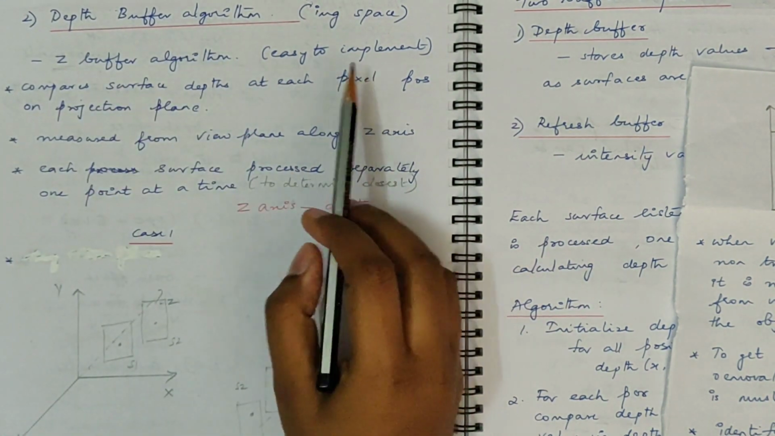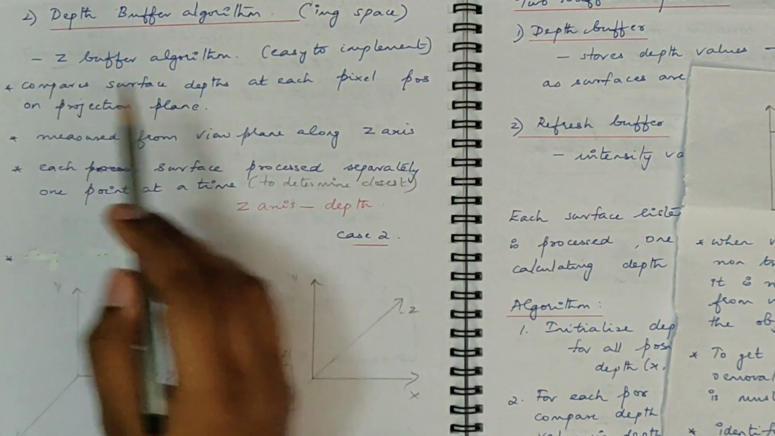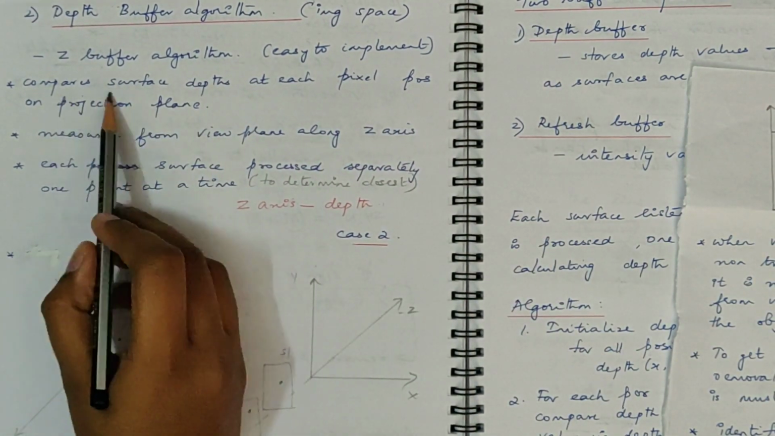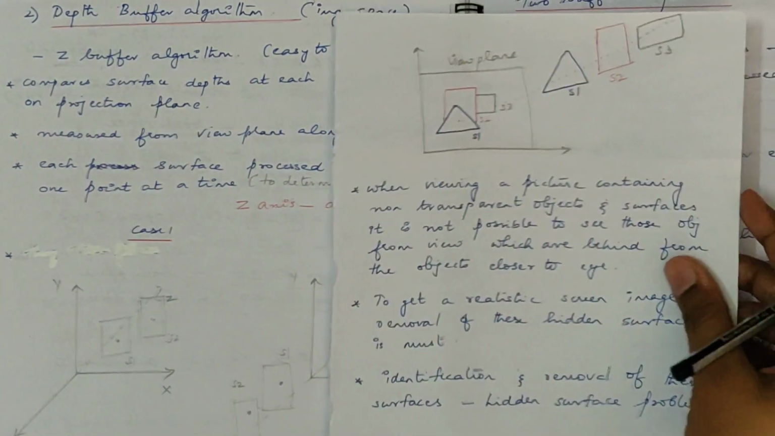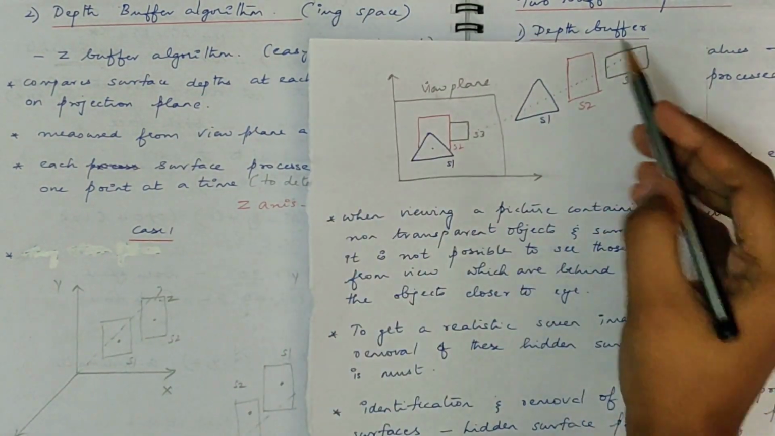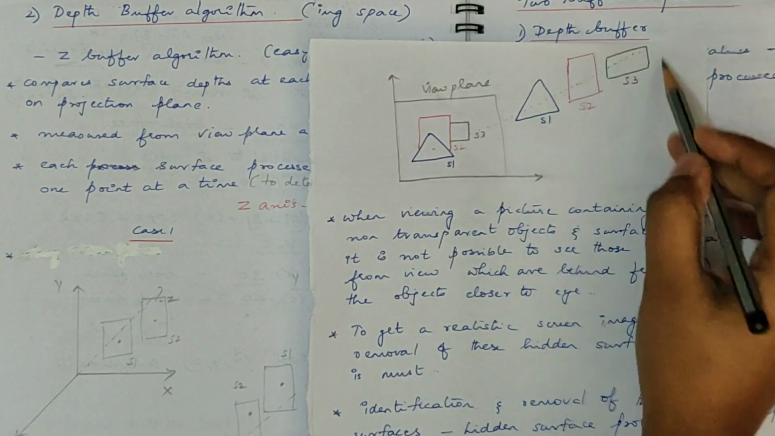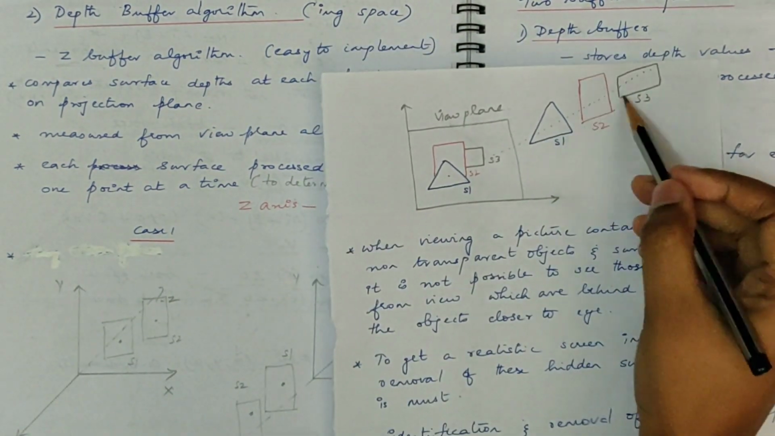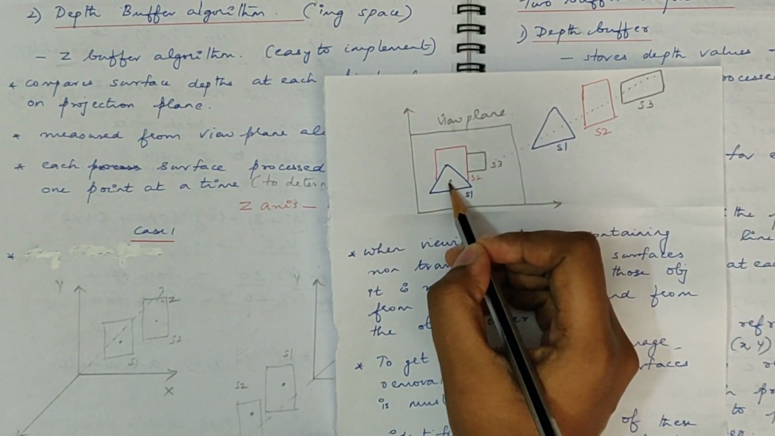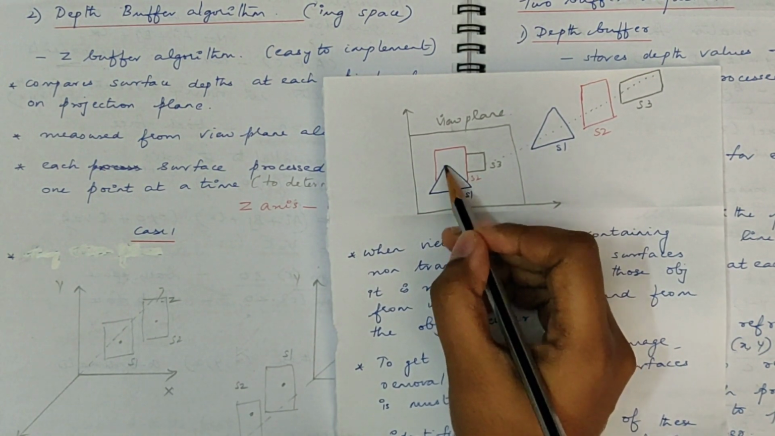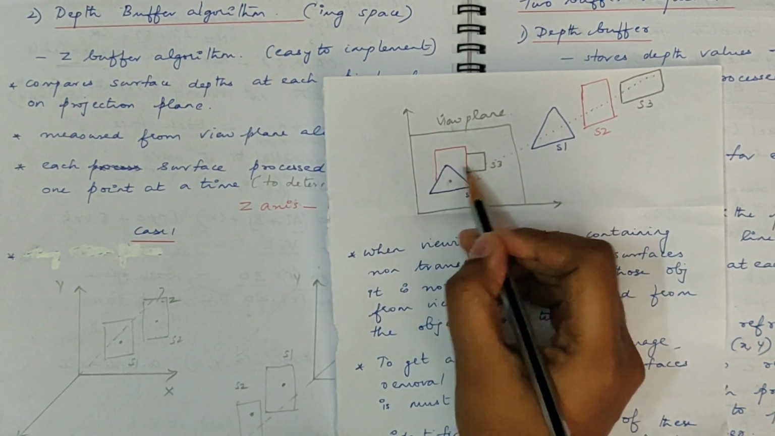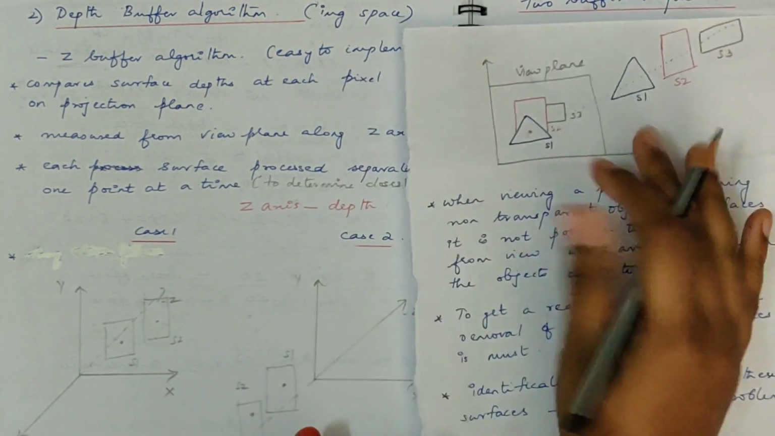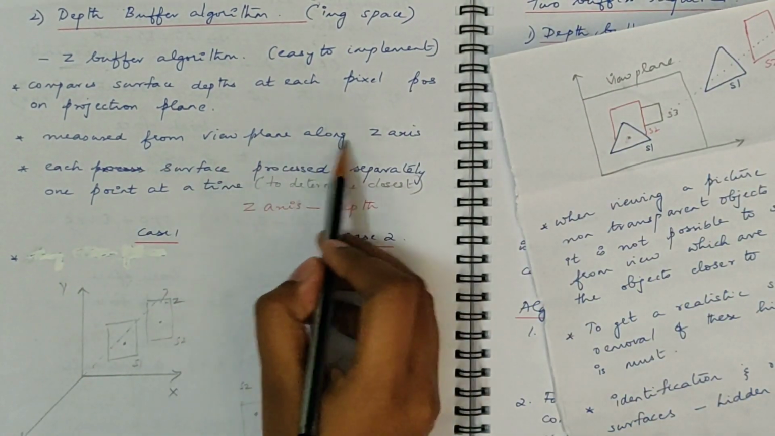This is one of the methods which is easy to implement. Here the surface depth at each pixel position on the projection plane is compared. For example, if you have multiple surfaces, S1, S2 and S3, the surface depth at a pixel position will be calculated for S1, S2 and S3, measured from the view plane along the z-axis.